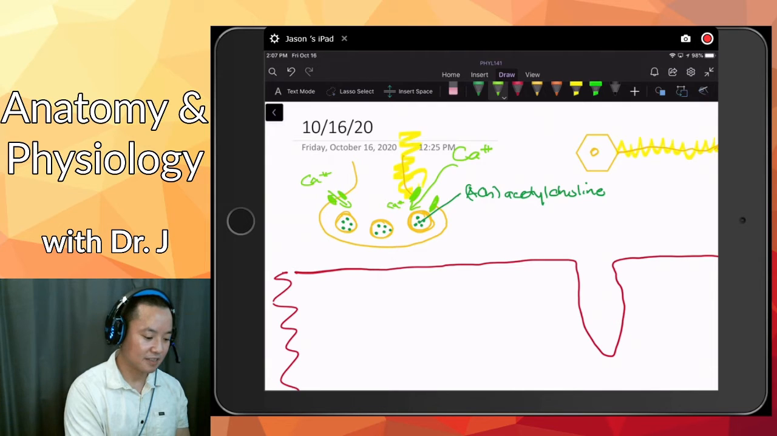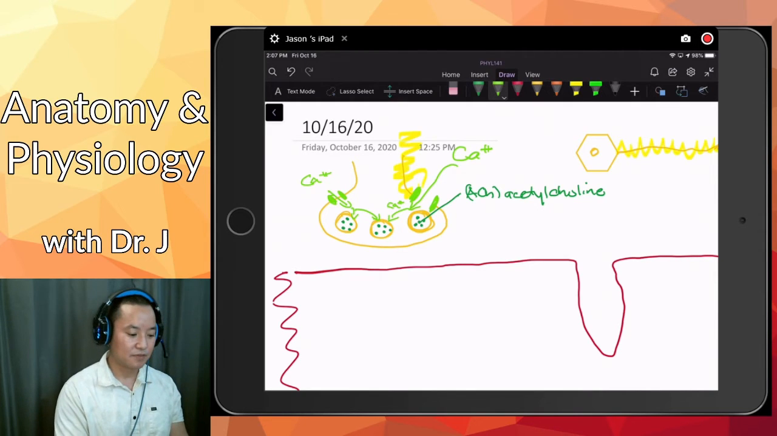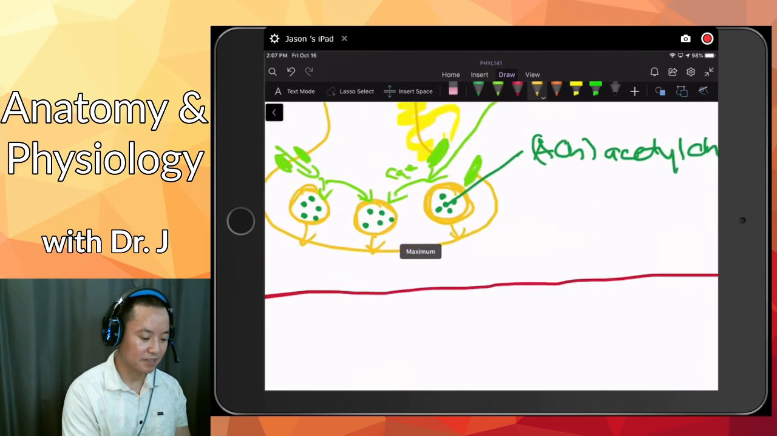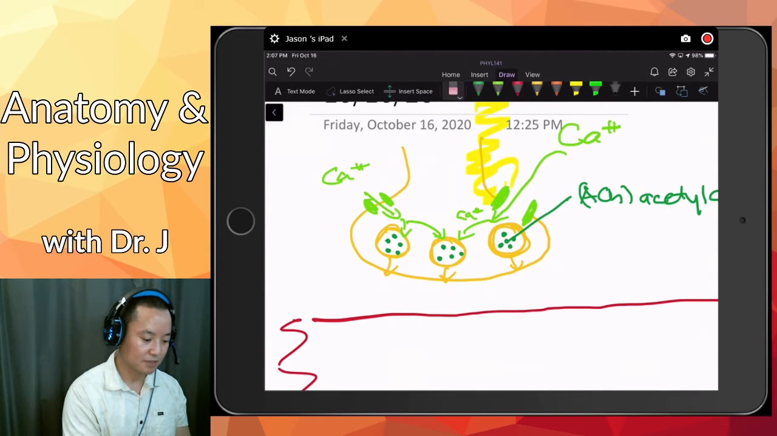This causes these synaptic vesicles to do something. This actually causes them to fuse with the outer cell membrane. So these vesicles are now going to go here, and they're going to merge with the outer plasma membrane of a neuron. So if we draw something, I'm going to show that fusion.